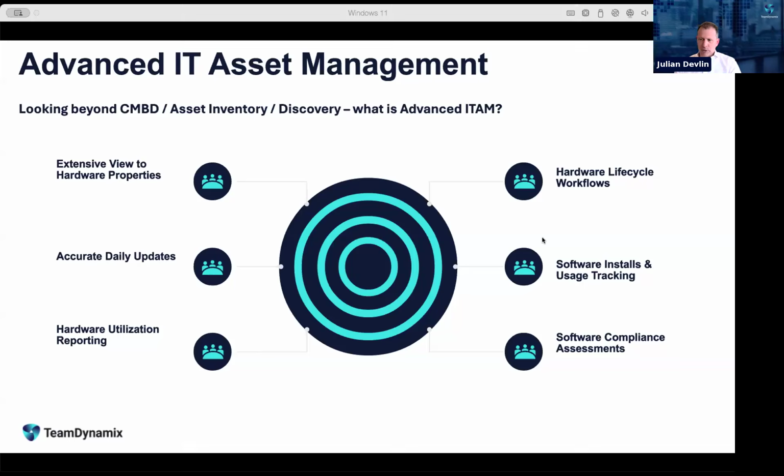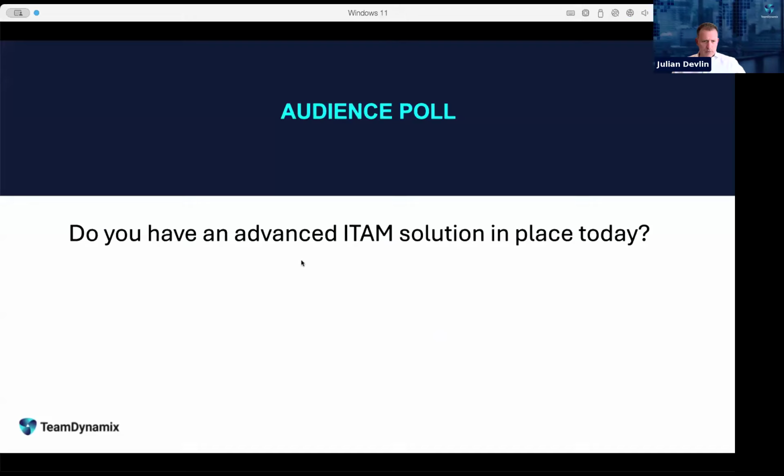Software installs and usage tracking. So here's our whole second layer beyond the computers themselves. What is the software that's installed? Can we track usage of that software so that we can see not just is it installed, but is it being used? Does it need to be installed? And then certainly the software compliance assessments. Can we say that we are compliant with our contracts with our vendors? Are we prepared if they come and want to do an audit? Do we have the data we need?